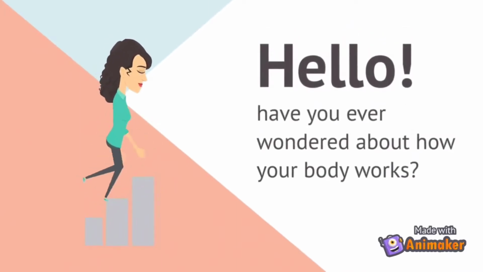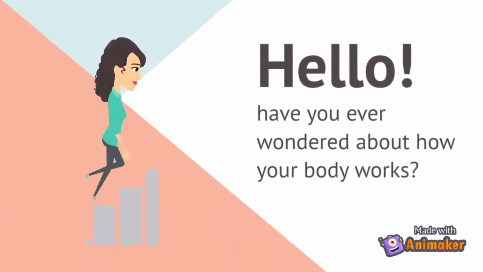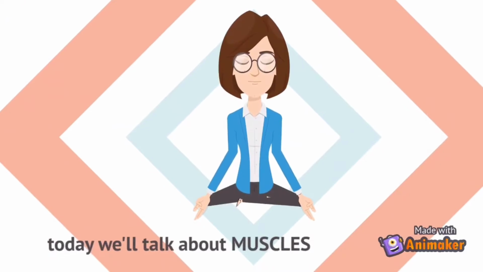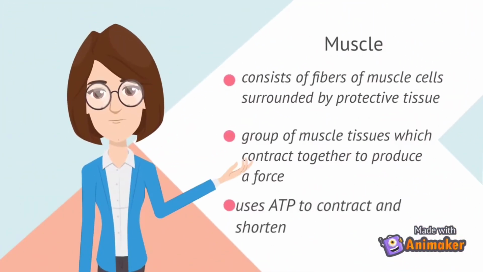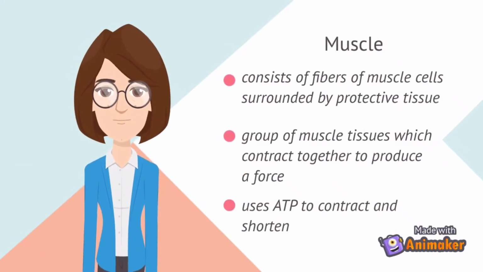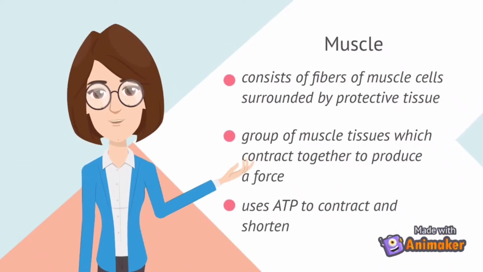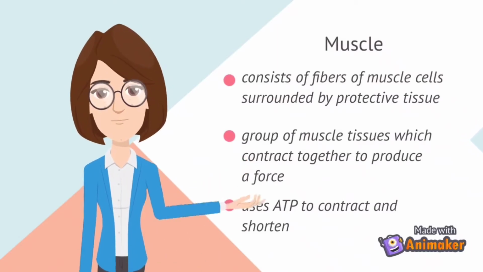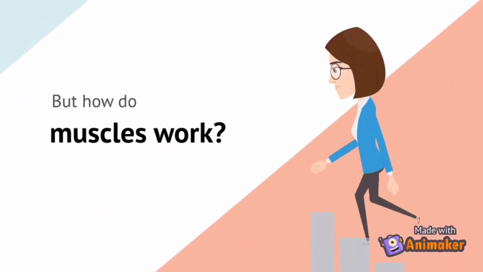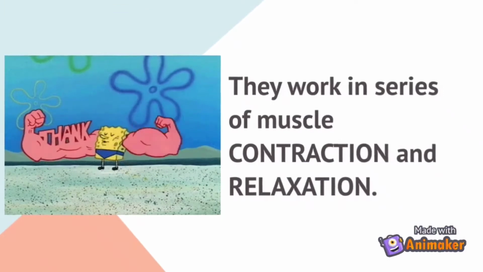Have you ever wondered about how your body works? Today, we'll talk about muscles. Muscle consists of fibers of muscle cells surrounded by protective tissue. It's a group of muscle tissues which contract together to produce a force. It uses ATP to contract and shorten. But how do muscles work? They work in a series of muscle contraction and relaxation.